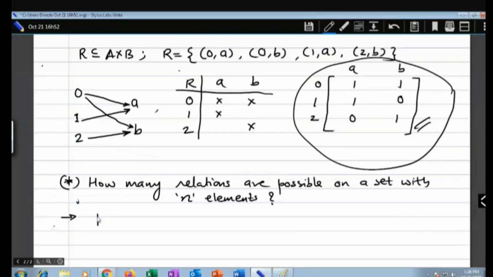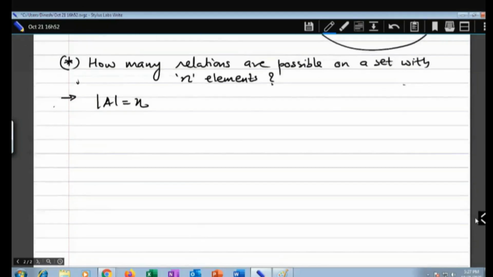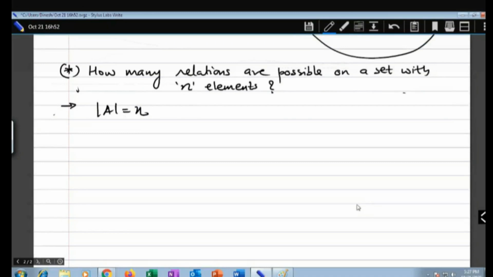So let's say there is a set of size n. Then how many relations are possible? Quick. Yes, anybody? n by n. Okay, good. Anybody else?